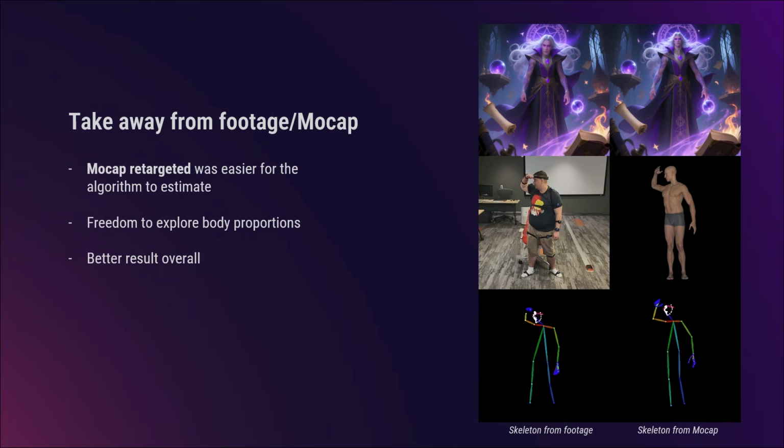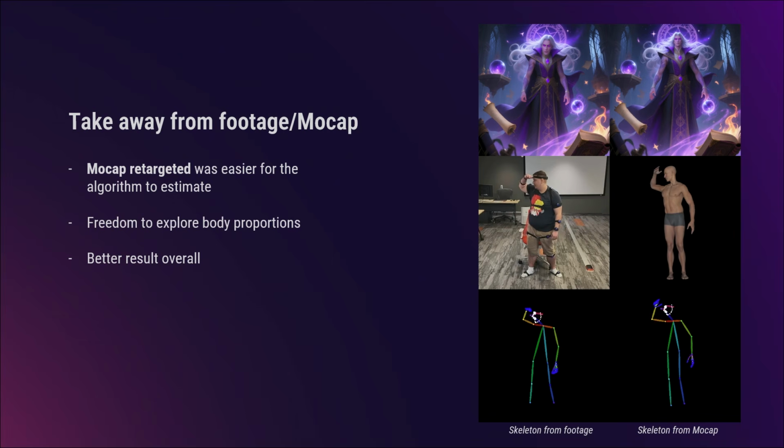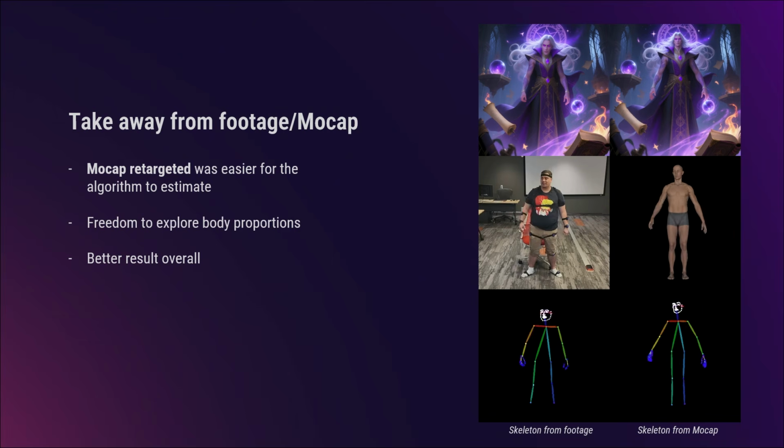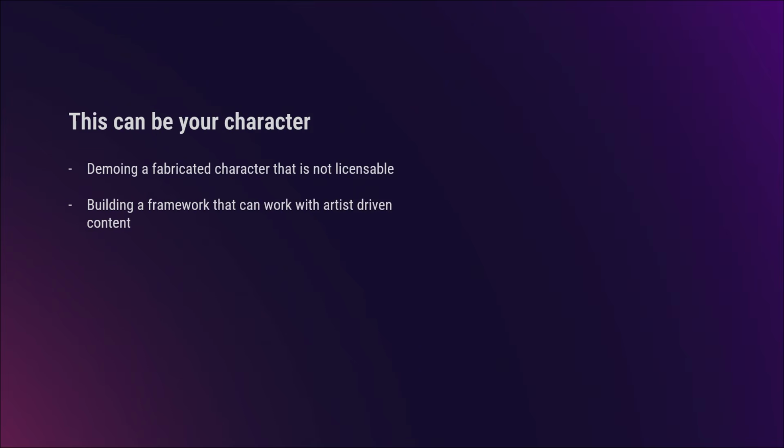So the takeaways: the mocap retarget was easier to perform on the CG character. I had more freedom to explore different types of body proportions, and I also felt that the results were just best overall. I also want to bring this takeaway here, that I'm using a non-licensable character, but this could be your CG character, right? It doesn't need to be the AI generated one, which is non-licensable because it's coming from an AI model that might not be ethically sourced.